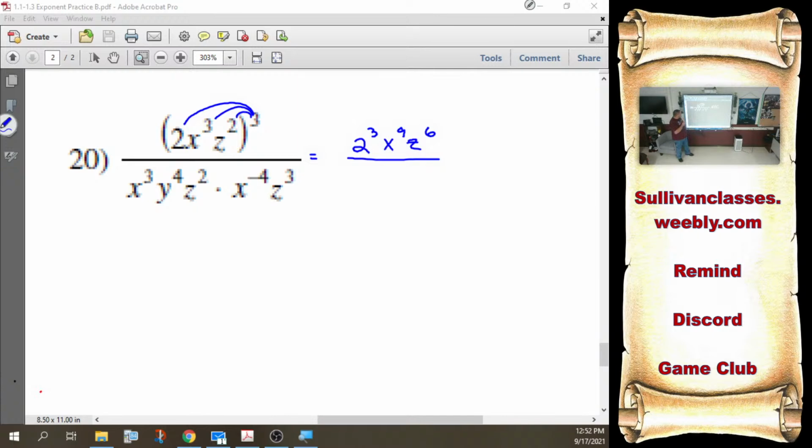Kevin said there's a -4, so I can bring that upstairs. I see a pair of z's. What do I do with z to the thing times z to the thing? You add. Z squared times z to the 3rd, you add. I know they got a little space between them now. Rule number 2, an exponent times an exponent. So I'm going to rewrite this as x to the 3rd, y to the 4th, z to the 5th.